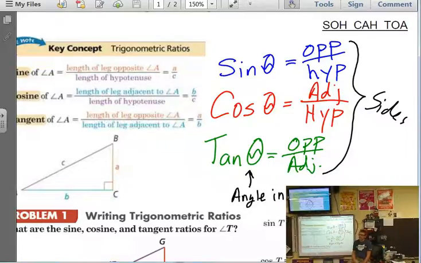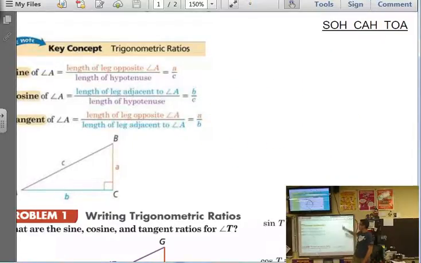Now, if ever people get screwed up with this, it's dealing with the adjacent. The adjacent side has to be the side touching the angle that isn't the hypotenuse. So, if anybody screws that up, that's normally the only issue that I see.